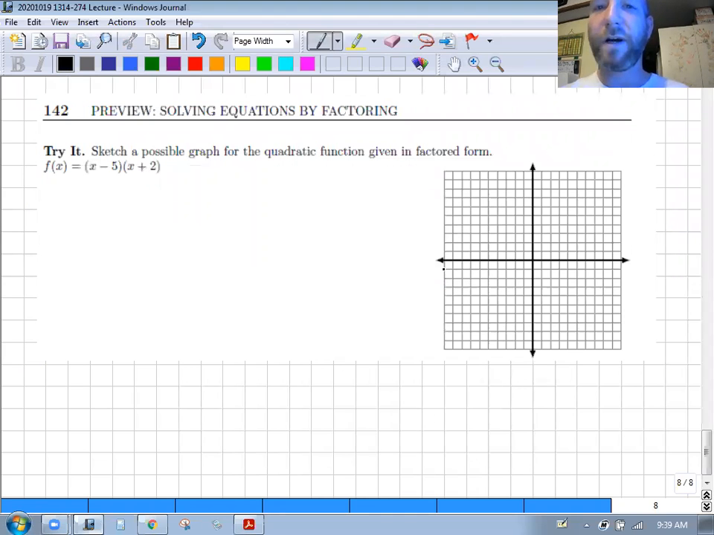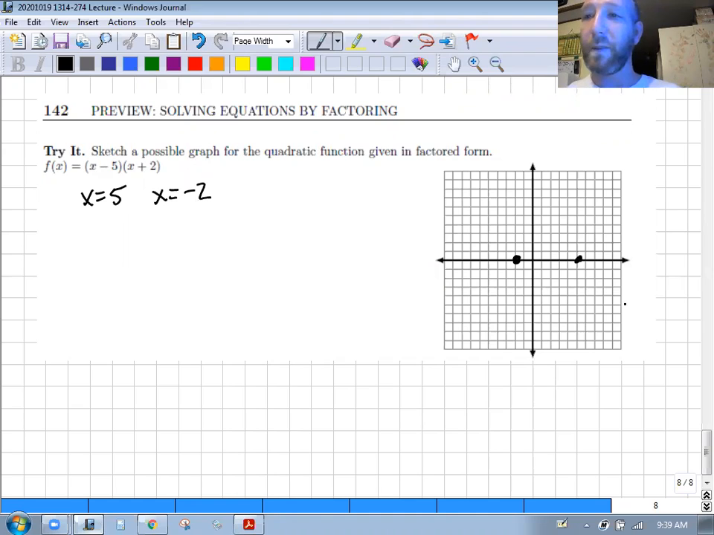Sketch a possible graph for the quadratic function given in factored form. You can see right here that x equals 5 would be an intercept, right? Because if you plug a 5 in here, you're going to get 0. That's where the function is equal to 0. Or a negative 2. If you plug a negative 2 here, you get 0. So that's also where the function is 0. So here at negative 2 and 1, 2, 3, 4, 5.